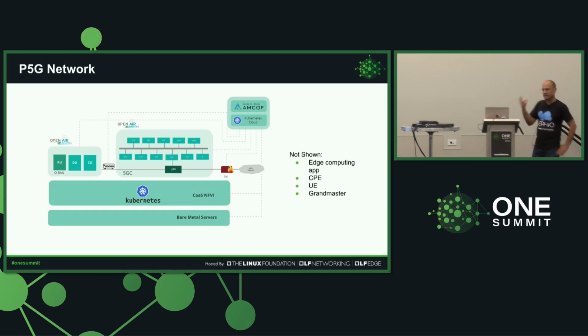And this is a simplified diagram. We are not showing the edge computing application. Our view is that private 5G goes hand in hand with an edge computing application. So you need that, whether it's computer vision or some other application. Then there are other things you need as well. You need potentially a CPE. You might need to have UEs that need to be configured, like AR, VR goggles, et cetera, Grandmaster. So it's not showing everything. It's just showing some of the main components.